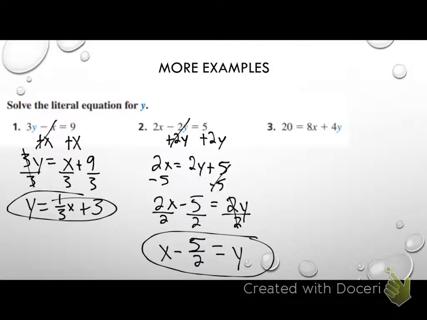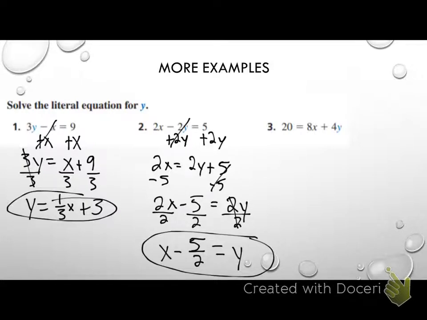We need to reduce 5 halves to 2 and 1 half. So if you wanted to write 5 halves as a mixed number, you could. Or if you wanted to write it as a decimal, you could. Or you could write it like this, as an improper fraction. Because this is reduced all the way as an improper fraction, I could leave it like that. Does that make sense? Other questions?